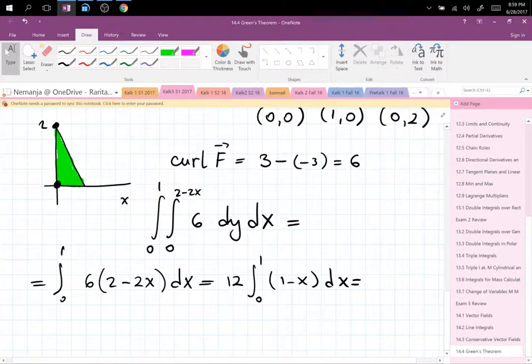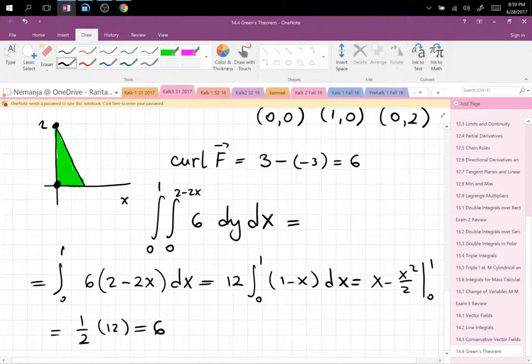All right, so what do we have? We have x minus x squared over 2 from 0 to 1, and that will give us 1 minus a half. That's it, yes, there's a 12 there. So answer is clearly 6. There's a 12 there.